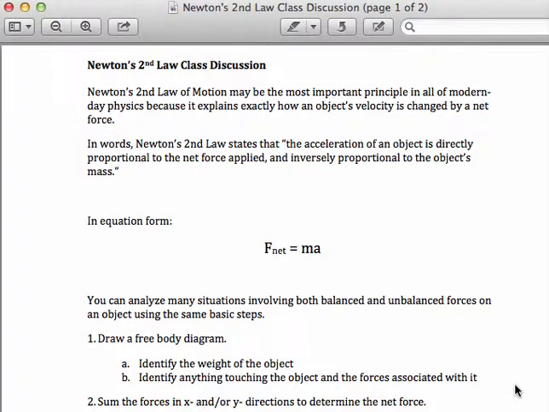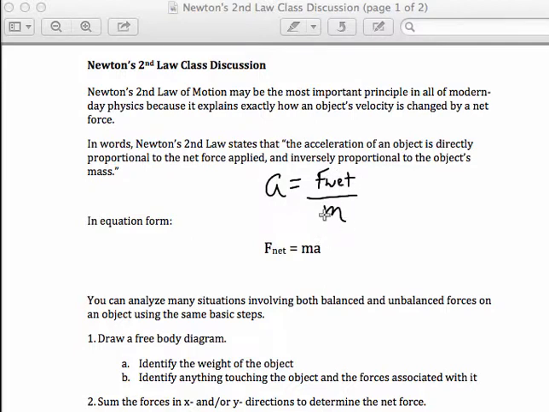With this bad boy, Newton's second law can be summed up as F net equals mass times acceleration. Another way of rearranging this equation would be a equals F net over mass. All I did was get a by itself and move things around. Why am I saying that? Because I want you guys to see a relationship here.